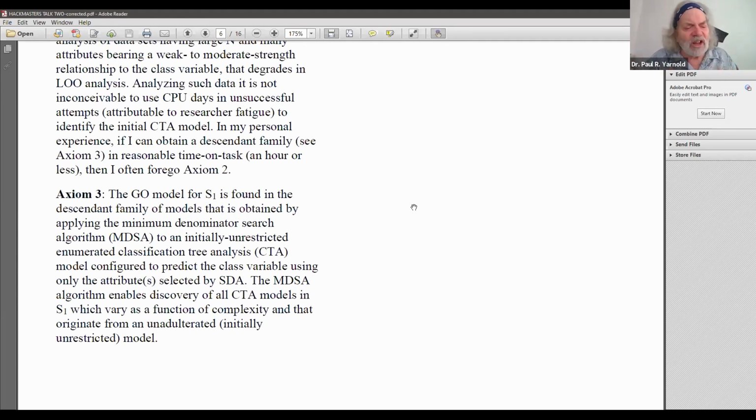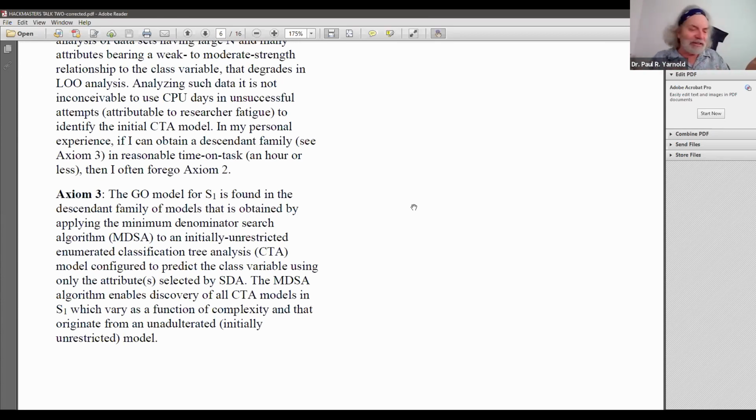When you do your first automated CTA, you don't say what the minimum denominator is. You let the program figure it out, and bink, there's your first answer. If there's one, it'll find it. Then how do I find the next one? Simple enough: if the minimum denominator is 5, you say the minimum denominator has to be at least 6. That doesn't mean a model exists, but it has to be bigger than 5. So you run it again, and it comes up with another one.